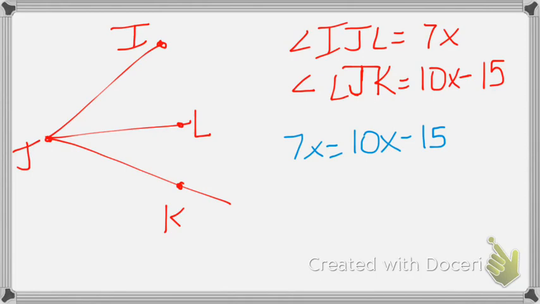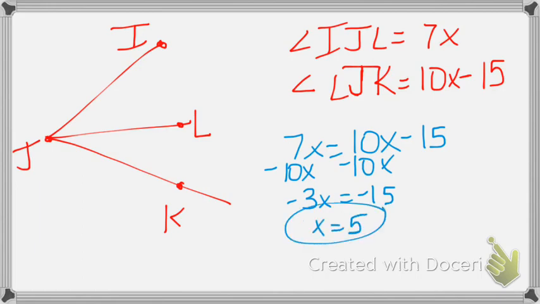So then what? Subtract 10x on both sides. And then divide by 3. Right, so we get 5. Now, the question might stop with that. It might say just find x. It might say find IJK. So tell me, IJK, which angle is that talking about? The whole thing. So if I find half of it, then I'm going to multiply by 2.